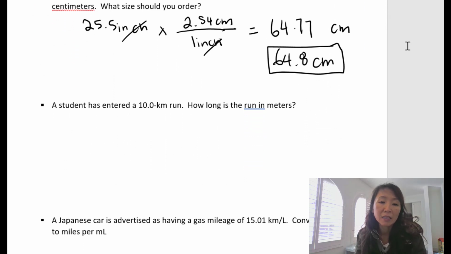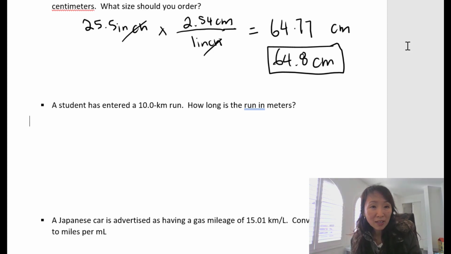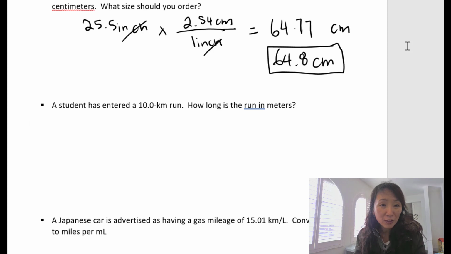So coming back, it says a student has entered a 10.0 kilometer run. How long is the run in meters? So this is a typical meter and kilometer conversion. It is not on that table right above us, but it is in your reference sheet, and there are multiples of meters: kilometers, millimeters, megameters, terameters. There's a bunch of different meters in there.